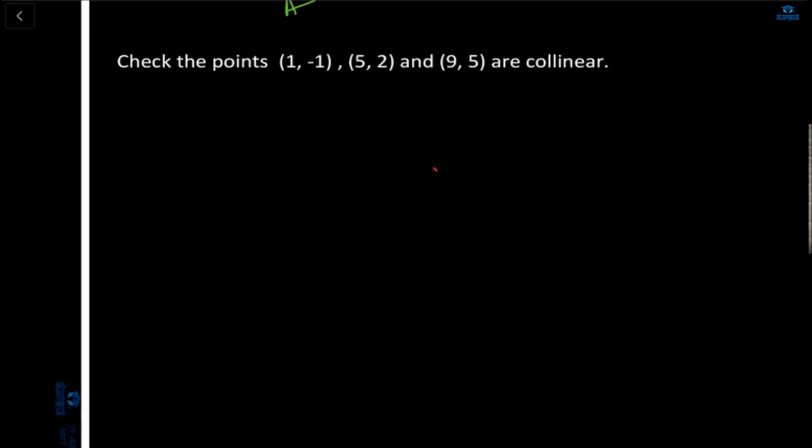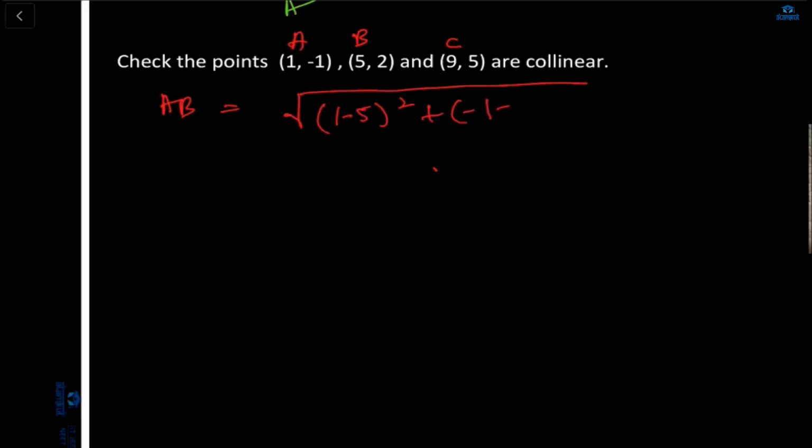Now check whether these points are collinear. How can you check? For this you have to find out AB. I am naming them A, B, and C. Let A be equal to this, B equal to this, and C equal to this. So AB will be equal to what? The square root of 1 minus 5 whole square plus minus 1 minus 2 whole square.